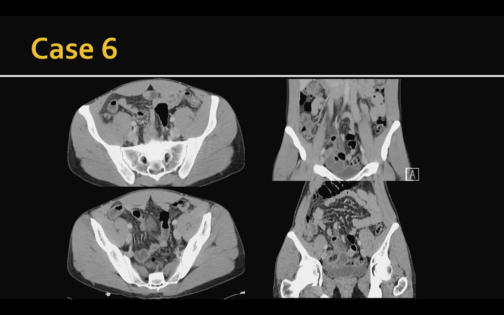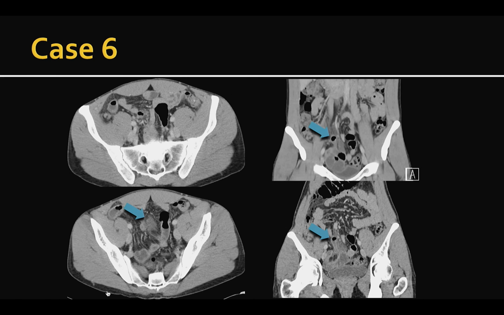Case 6 is a patient with right lower quadrant abdominal pain. Note the presence of a normal appendix right here. The findings, though, are of a blind-ending tubular structure arising from the pelvis with associated wall thickening and just a trace amount of fluid adjacent to it. So really the key to nailing this diagnosis is identifying that this is not the appendix, which the initial interpretation was that of acute appendicitis.